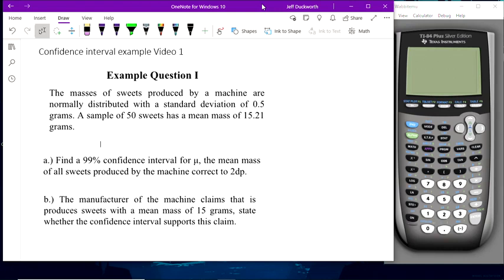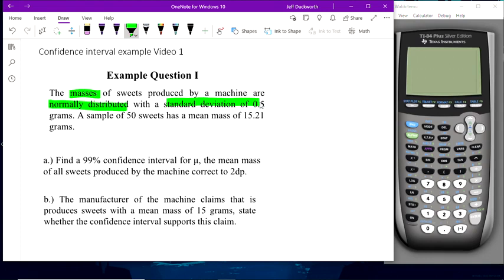The masses of sweets produced by a machine are normally distributed with a standard deviation of 0.5 grams. And then they tell us they've taken a sample of 50 sweets and that has a mean mass of 15.21 grams. So let's unpack what we have as far as our instructions. We're told the masses are normally distributed. Okay, that's going to matter if we have a small sample size. So let's see what the rest of it is.